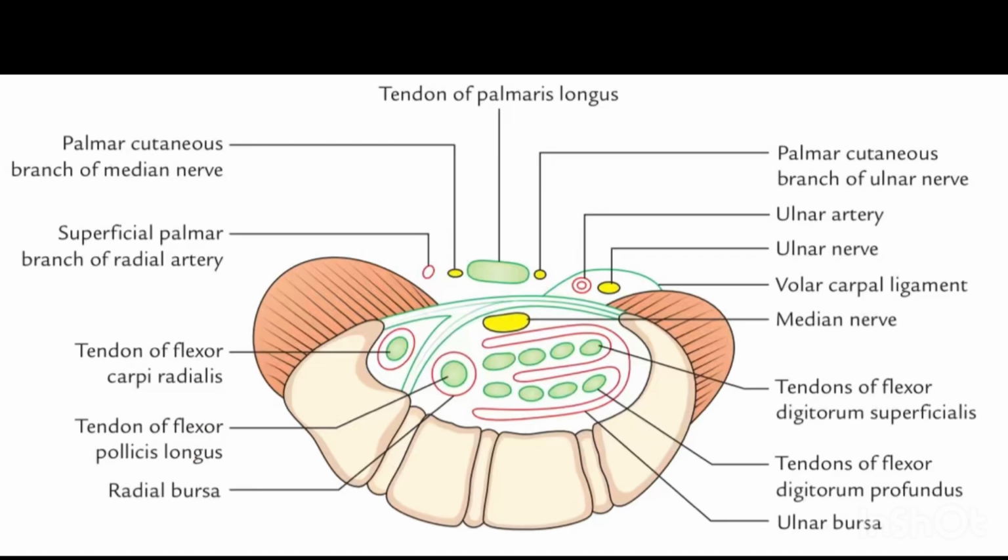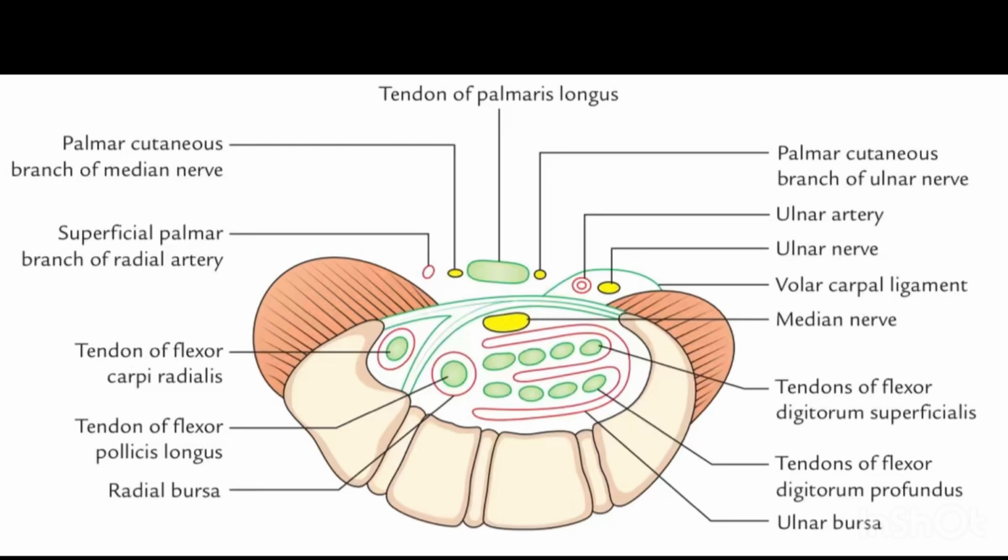So next we'll be talking about the contents of the carpal tunnel. What are the contents of the carpal tunnel? There are some structures that pass inside the carpal tunnel, which is deep to the flexor retinaculum, while some structures pass above the flexor retinaculum. We'll be talking about them one after the other. Now, deep to the flexor retinaculum, there are 10 structures that pass there: 9 tendons and 1 nerve.